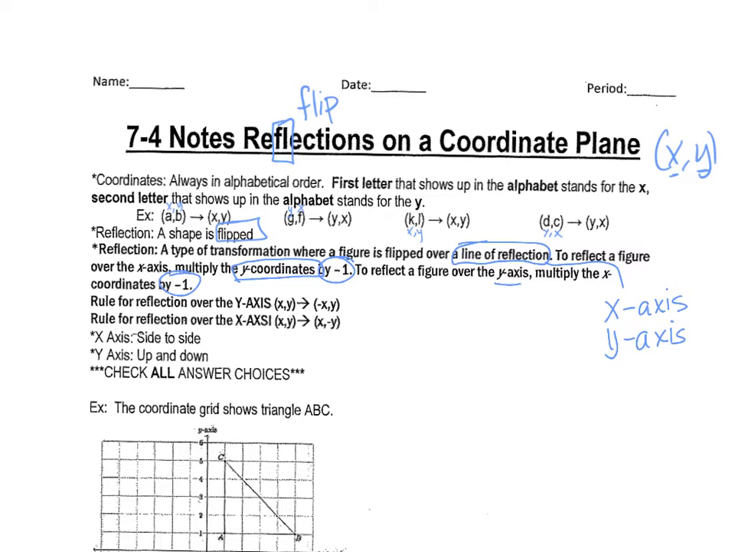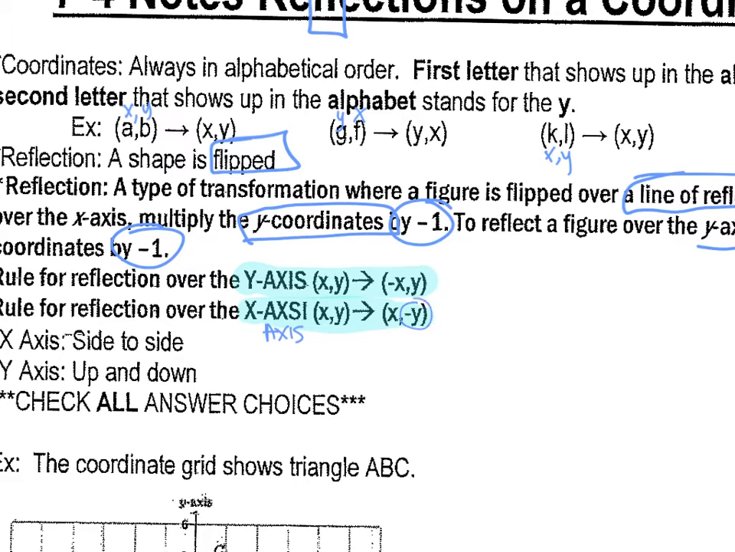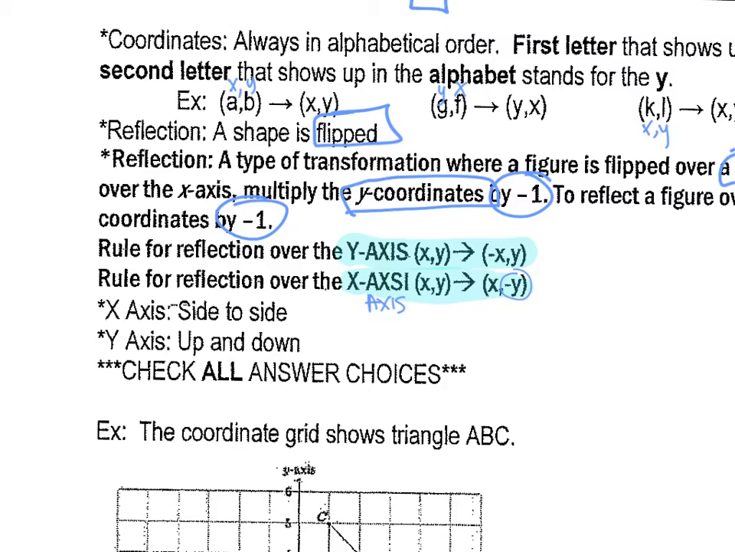So the rule for reflection over the y-axis is it turns your x value negative, or really the sign in front changes. So if it was positive, now the x value is negative. If it was negative, now it's positive, and the opposite for the x-axis. So with x and y, the y is what changes, and the only thing that changes is the sign in front of the value of that number. If it was negative, it turns positive. If it was positive, it turns negative. Okay, so that's the rule. If you can remember that, really you'll be doing okay.